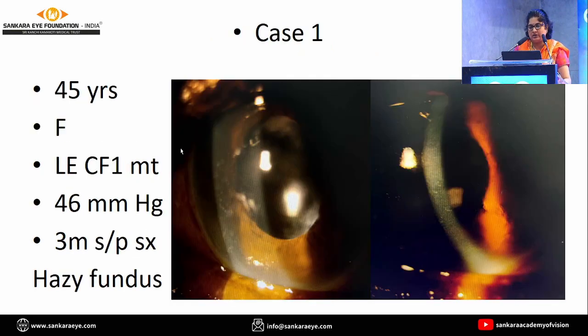I'll show 3 of my cases. The first case is a 45-year-old female who came with vision of CF 1 meter in the left eye, IOP of 46 millimeters of mercury, and a 3-month history of post-cataract surgery. She used Aflox D 6 times in the first week, and for the next 10 weeks she was on Aflox D 4 times a day. So the pressure rose to 46 with a hazy fundus.